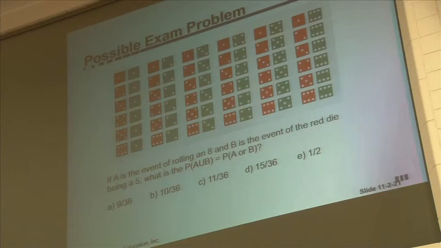If A is the event of rolling an 8 and B is the event of the red die being a 5, what is the probability of A or B? So what is the probability of rolling an 8 or the red die being 5?